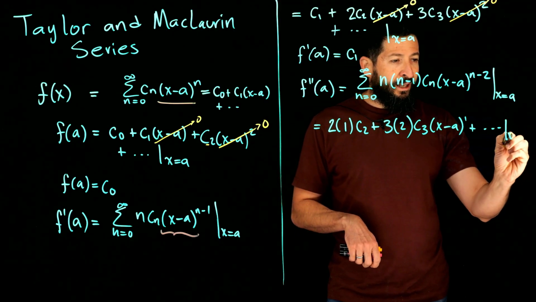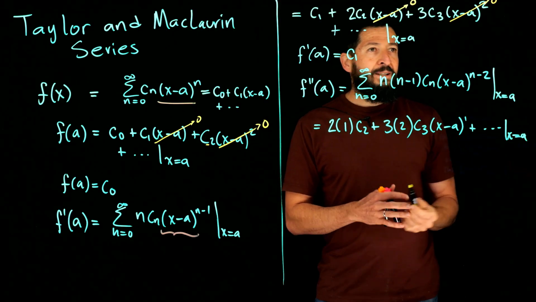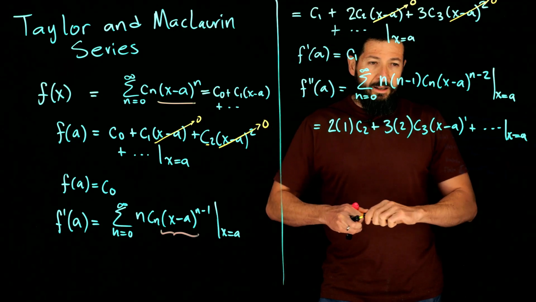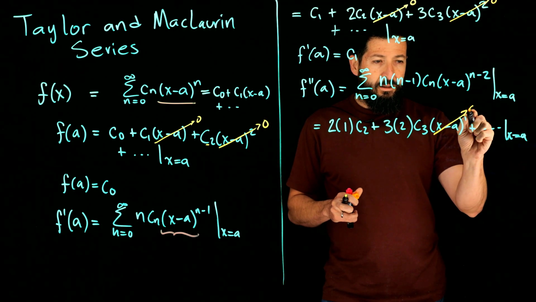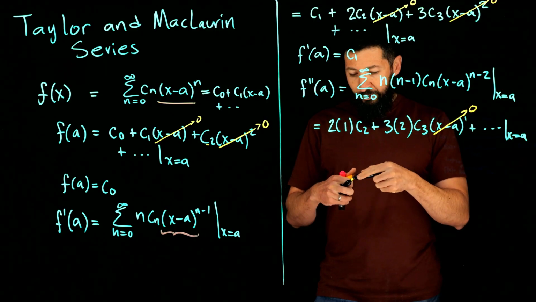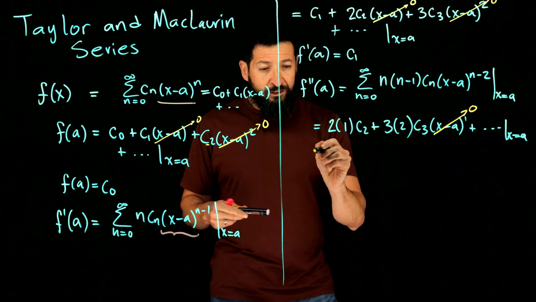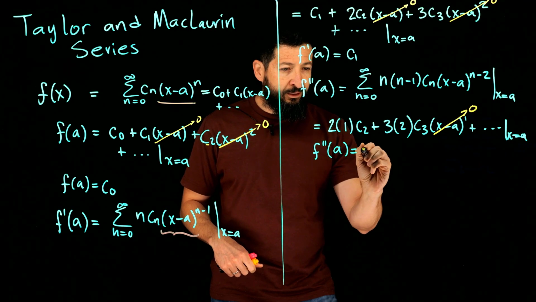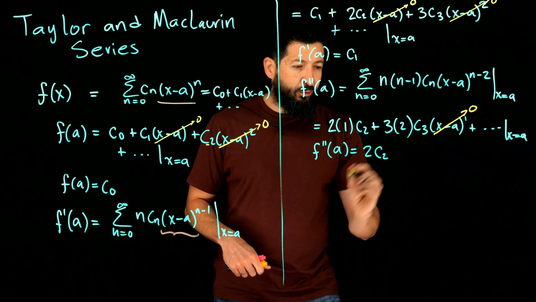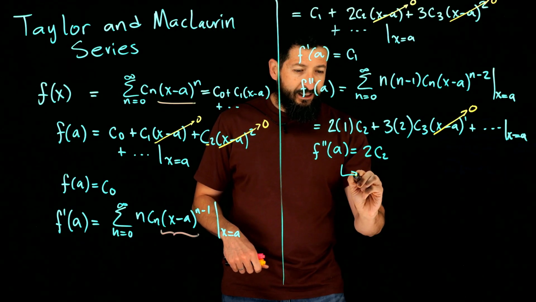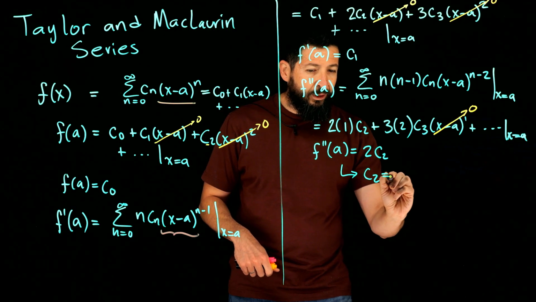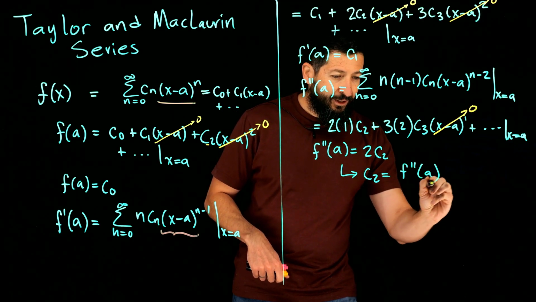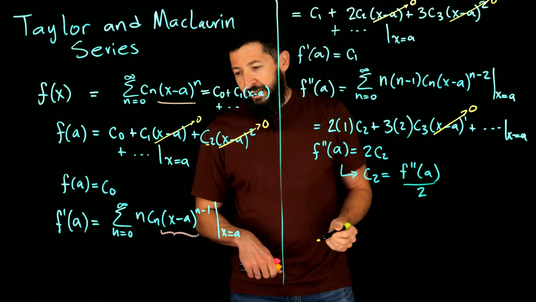And now you know that when x is equal to a, these terms will cancel, and the whole tail end will go to 0. So I get that the second derivative is going to be 2 times c2. So from here, I can solve that c2 is f double prime of a all over 2.